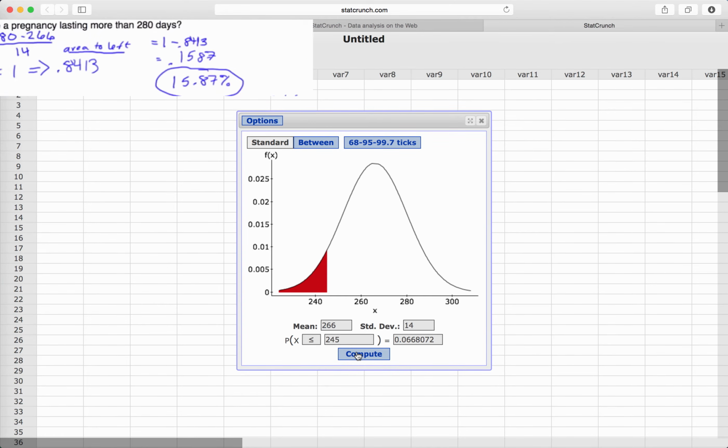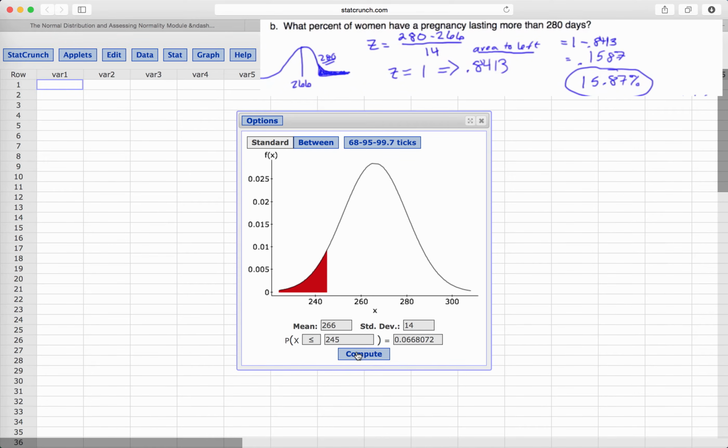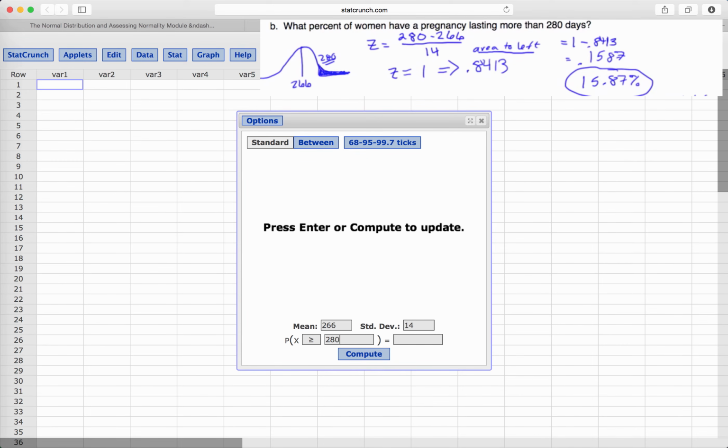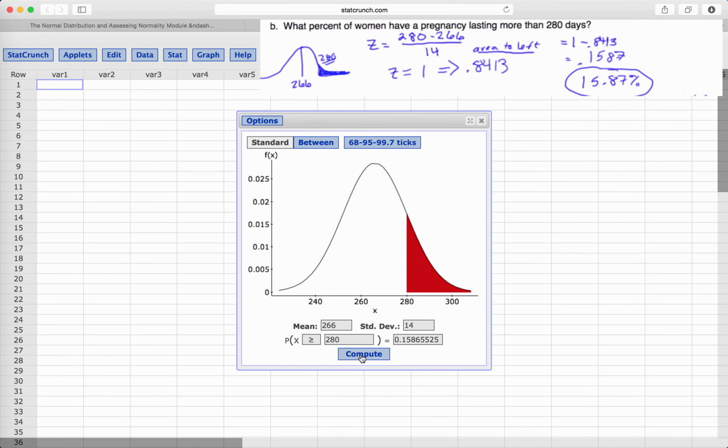For the second problem, we were asked to find the probability, and thus a percentage, of the length of a pregnancy being more than 280 days. So I have the same mean, I have the same standard deviation, and I am looking for a particular observation lasting more than 280 days. So I'll plug in 280, hit compute, and I get 0.1586. And that continues, which is approximately, if we round this to the fourth decimal place here, about 15.87%.